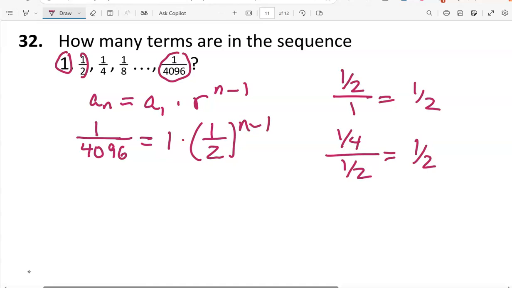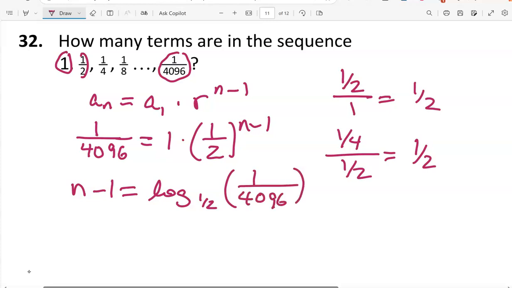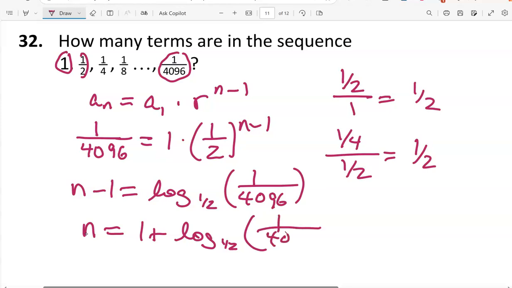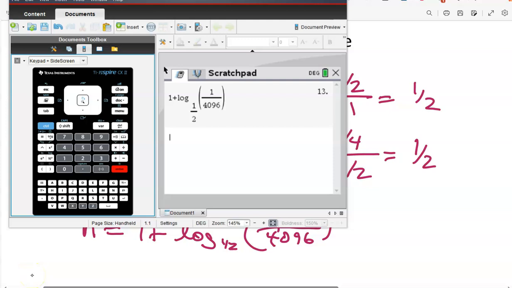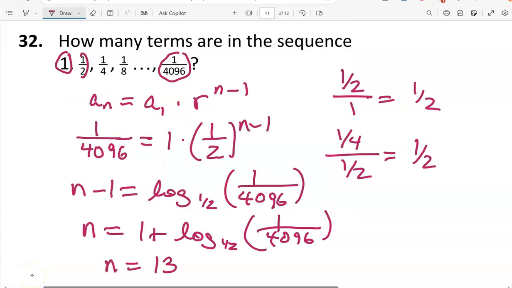And so no need to divide by 1. We're just going to solve for the exponent. n minus 1 is equal to the log base 1/2 of 1 divided by 4,096, and our calculator-ready form is 1 plus the log base 1/2 of 1 divided by 4,096, and that will give us a result of 13. So n is equal to 13. There are 13 terms in the sequence, or 1 divided by 4,096 is the 13th term of that sequence.